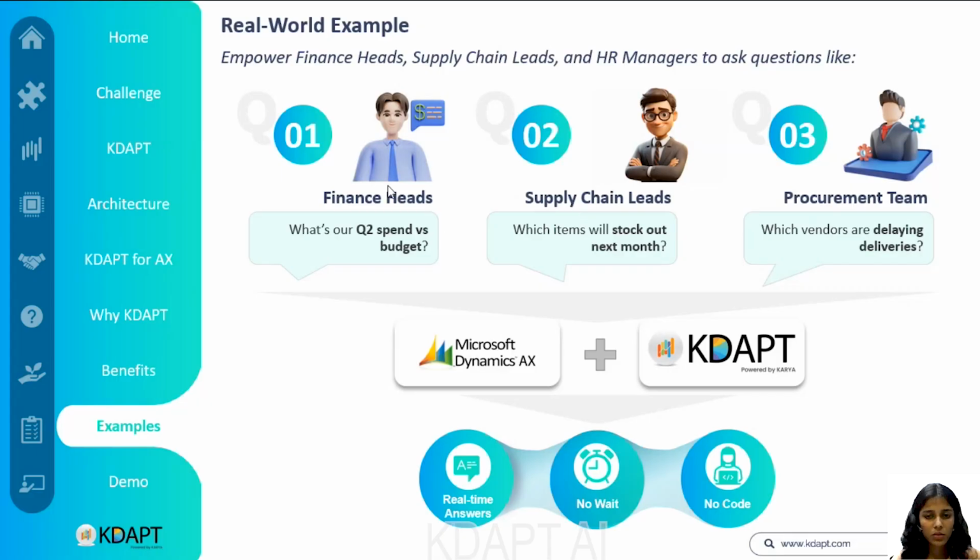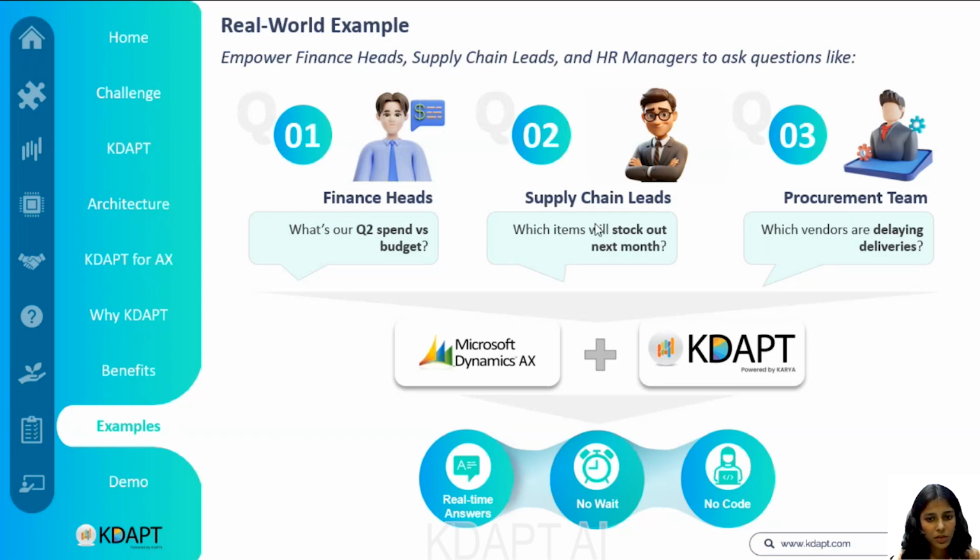And then next, let's say, for example, you are a supply chain lead, and your top concern is knowing which items are likely to stock out next month. Instead of relying on outdated stock reports, KDAPT analyzes AX inventory, historical sales patterns, and also the current orders. And it uses predictive analytics to flag which SKUs are at risk and when. So you can take preventive action, notify the suppliers or adjust the reorder levels, all from a single dashboard.